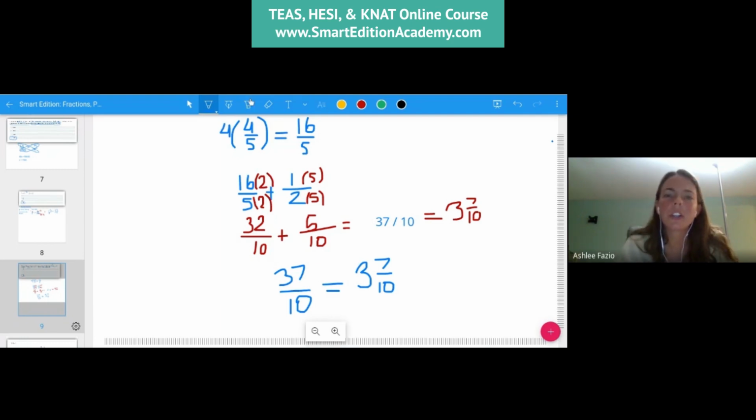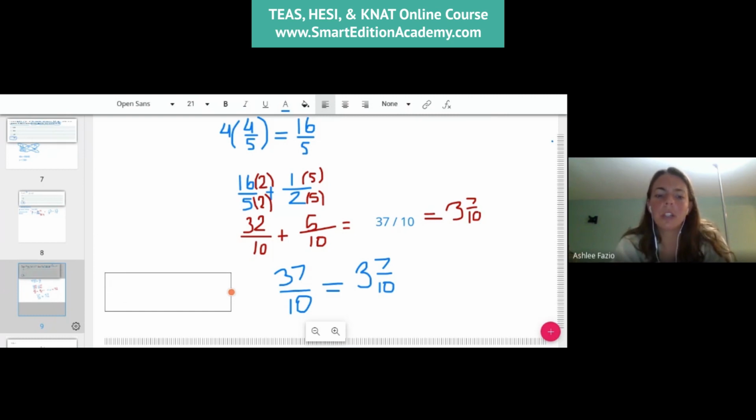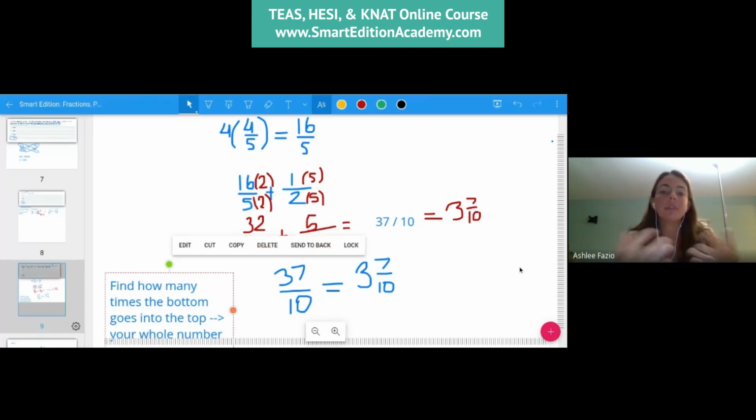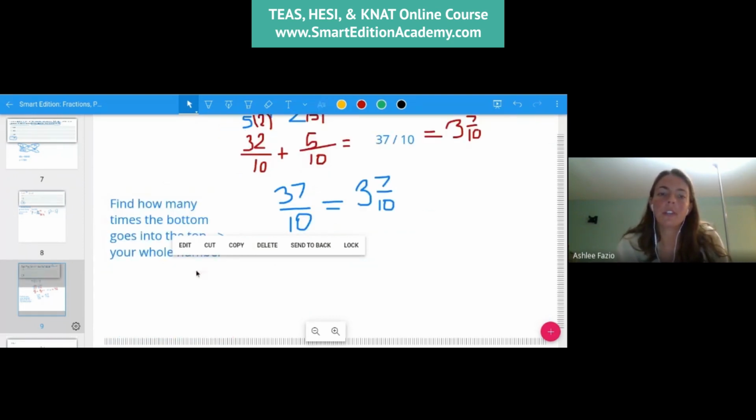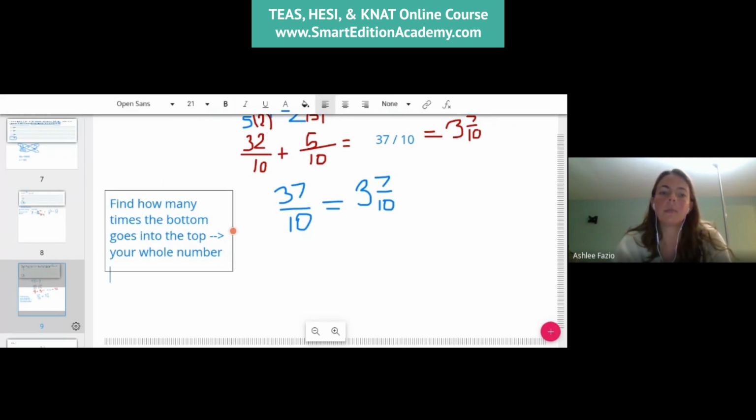So here, I'll just type this quick little step out. Basically you find how many times the bottom goes into the top, okay? And that's going to give you your whole number. And then whatever you have left over, that's going to be your numerator, okay? So whatever you have left over will be your numerator. I hope that is more clear.